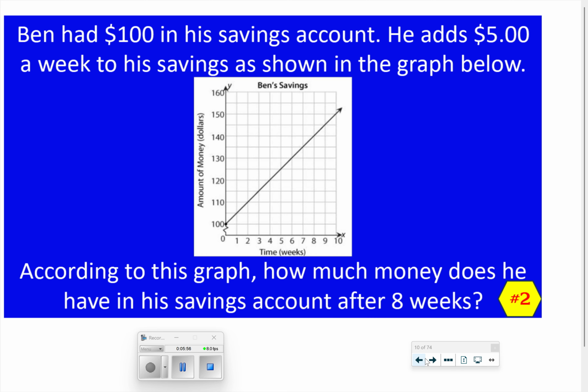Ben has $100 in his savings account, and he adds $5 a week to his savings, as shown in the graph below. You got the amount of money in dollars. You got the time in weeks. According to the graph, how much money does he have in his savings account after 8 weeks? So see, after 8 weeks, how much?